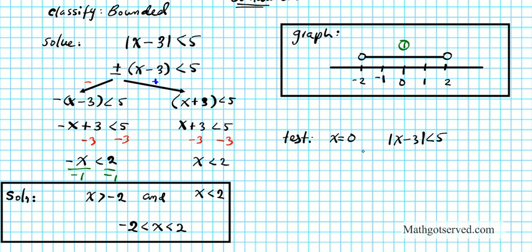So let's do the test. I'm going to plug this x value into the original problem. We're going to have the absolute value of 0 minus 3 is less than 5. The absolute value of negative 3 is less than 5. The absolute value of negative 3 is 3. The question is, is 3 less than 5? Absolutely. So that checks out perfectly. So that tells me that my original answer is correct. All right? So there you have it.